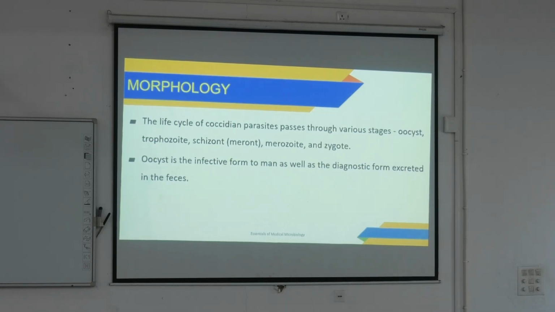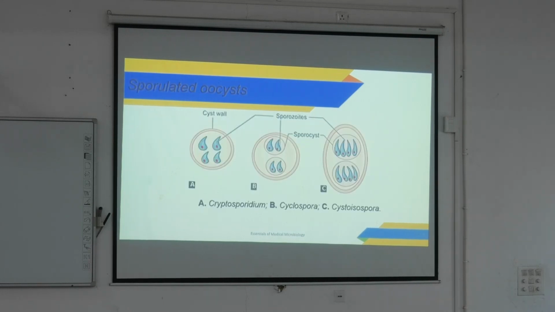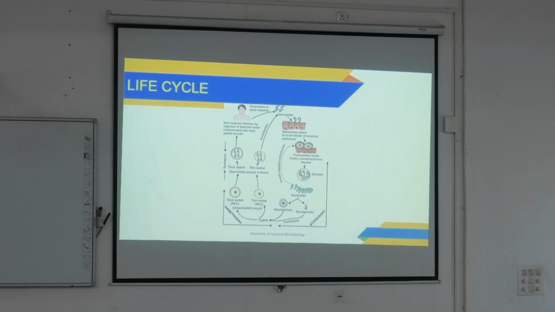Morphology: the life cycles of the coccidian parasites pass through various stages. There are four stages: oocysts, trophozoites, schizonts and merozoites, and zygote. Oocyst is the infective form to man as well as the diagnostic form excreted in the feces. This is a sporulated oocyst, the infective form; this is the cyst wall, and inside it are the sporozoites. This is Cryptosporidium, this is Cyclospora, this is Cystoisospora.